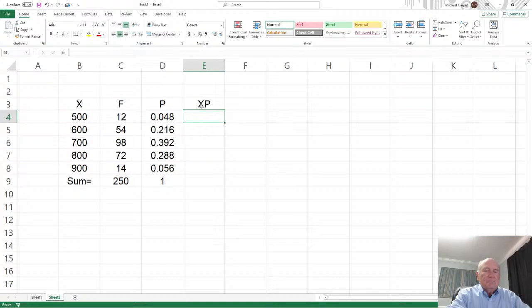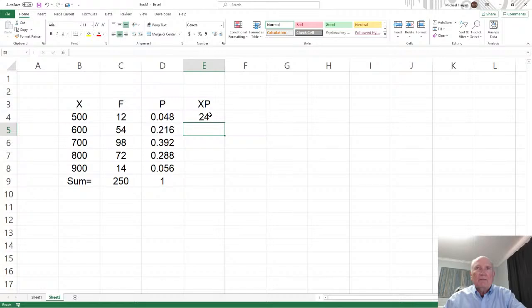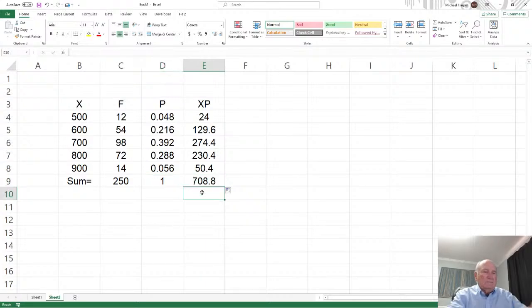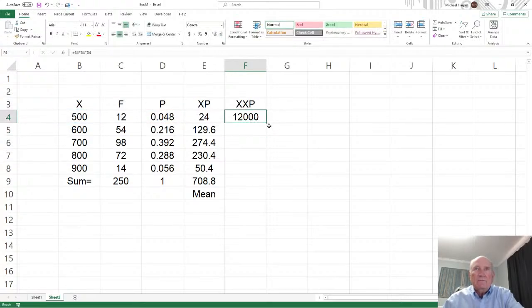Now remember how we do this? X times P. We do that, and then we sum it. There is the mean. Then we have X times X times P. We do that all the way down, and we sum that.